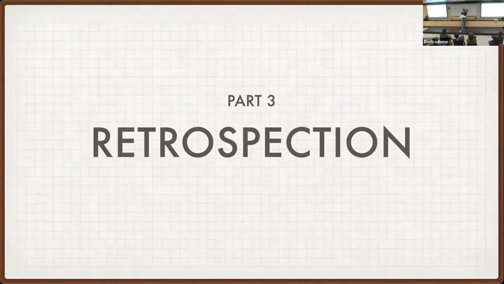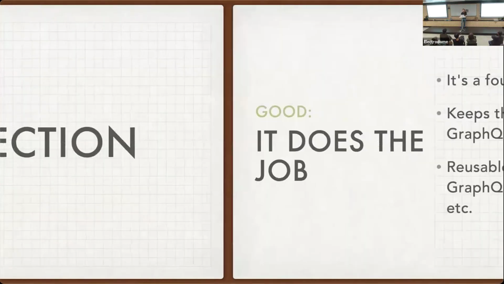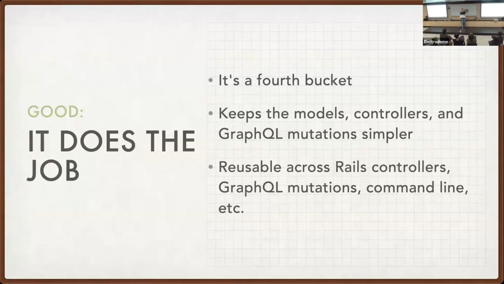So part 3, let's have a look back and see what worked and what could be better. I think the overall opinion that I have of this is that it's okay. It does the job. It's pretty good. We needed a 4th bucket. It is a 4th bucket. It keeps the models, controllers, GraphQL stuff relatively simple. It's nice and reusable, so you can call the same command from either GraphQL or Rails controllers. Yeah, it did the job.